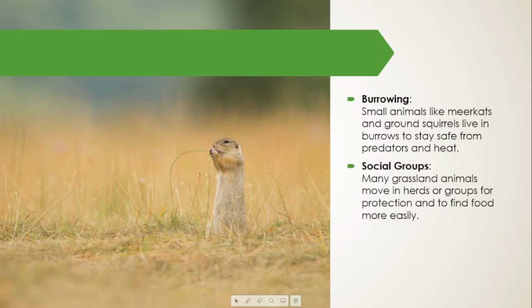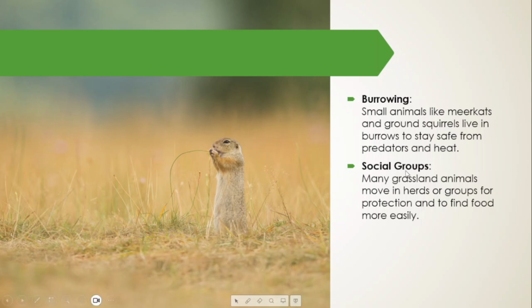And the next adaptation is burrowing. Some animals like meerkats and ground squirrels live in burrows to stay safe from the predators and heat. So some animals like squirrels and meerkats burrow themselves into the ground so that they can protect themselves from sunlight and even from the predators.